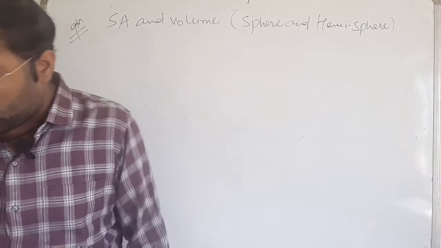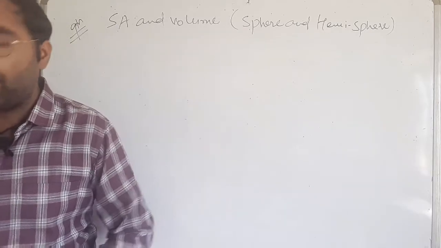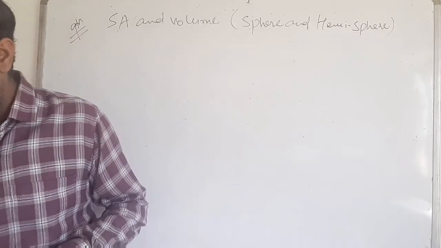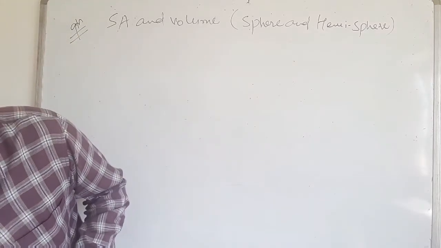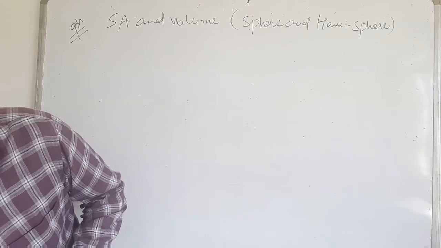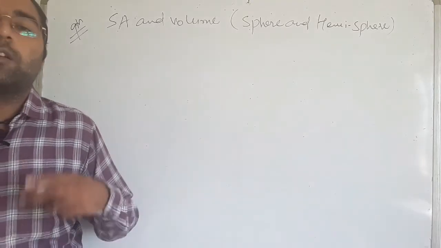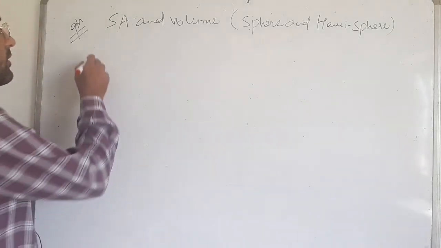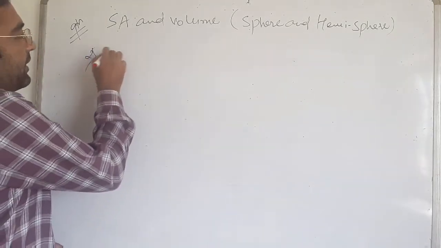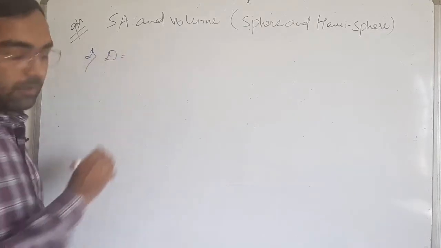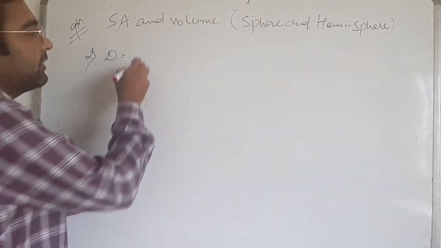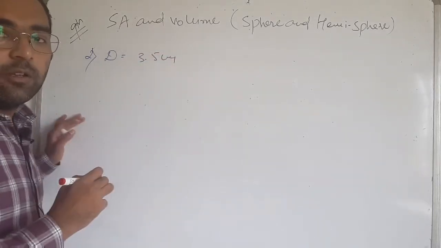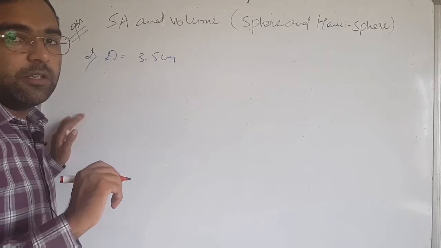Next question is: find the surface area of a sphere of diameter. Now the diameter is given, so one question from the diameter I'll take here, and two of them are given in your homework. The diameter of the sphere is 3.5 centimeter. So find the surface area of the sphere.